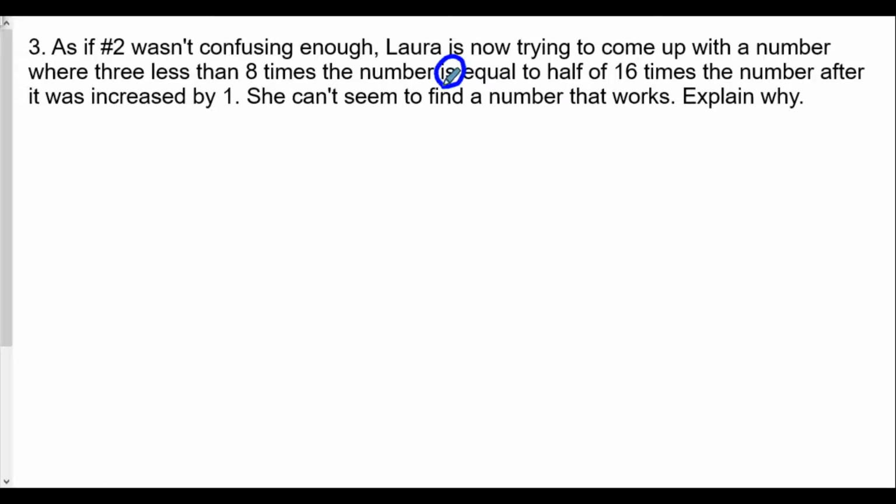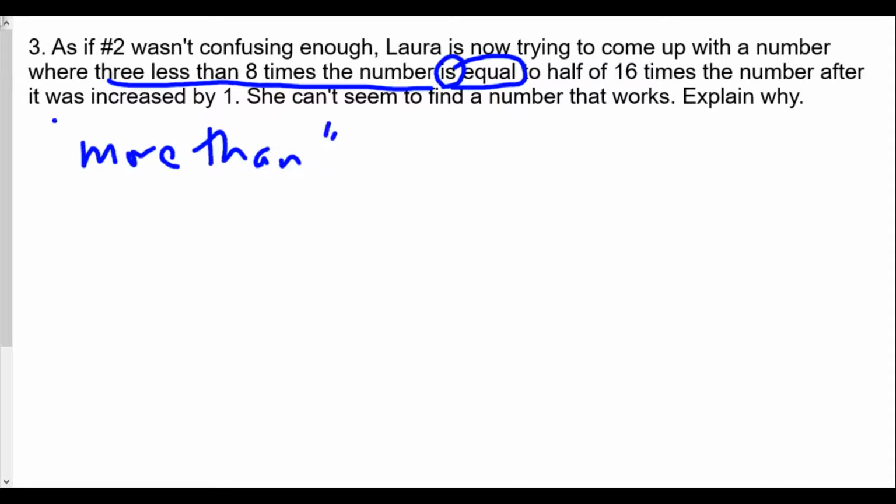Okay, so "is" means they're equal, so is equal. So here, 3 less than 8 times the number. Well, the key thing when we do word problems is that a lot of times everything is exactly the way you see it, except for 3 situations: when we see the words more than, less than, and subtracted from.